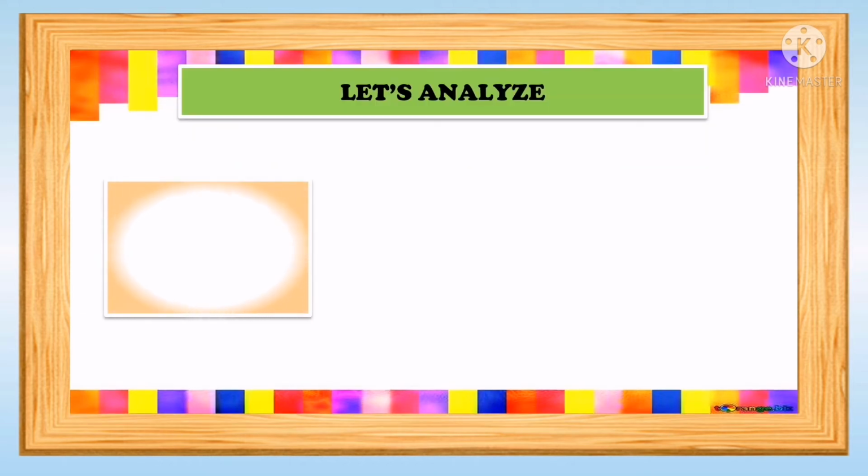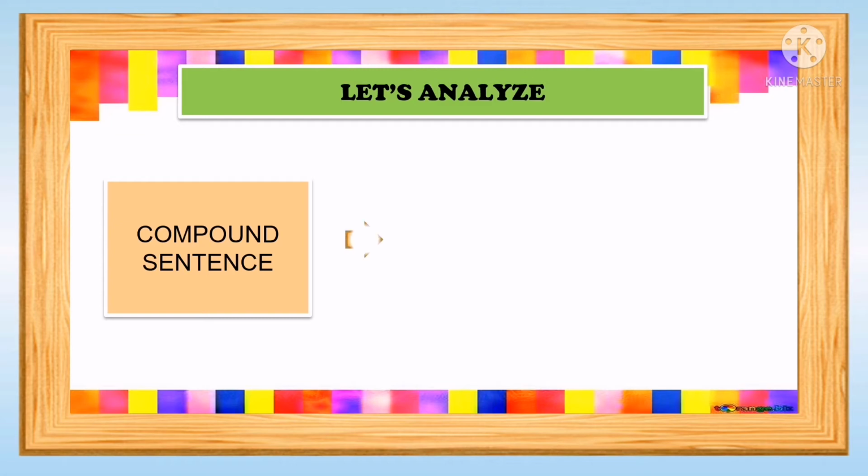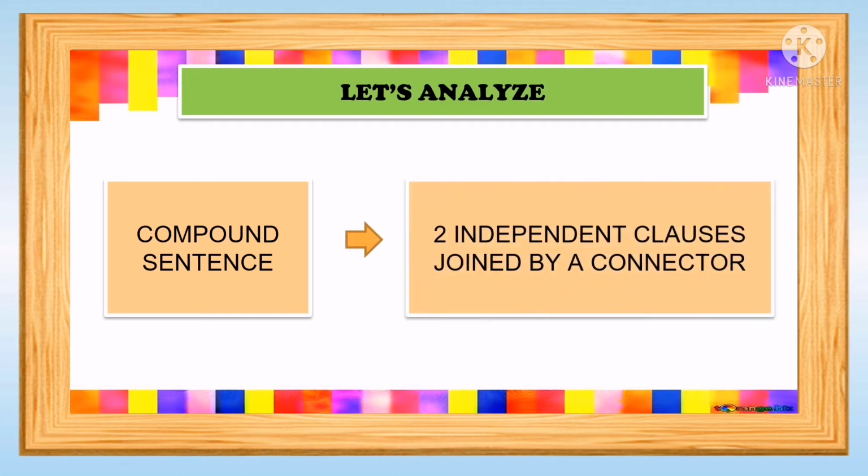Okay? Let's have compound sentence. When we say compound sentence, this is composed of two independent clauses. For a simple sentence, there's only one independent clause. But in compound sentence, we have two independent clauses and they're joined by a connector. Again, compound sentence is composed of two independent clauses and they are joined by a connector.